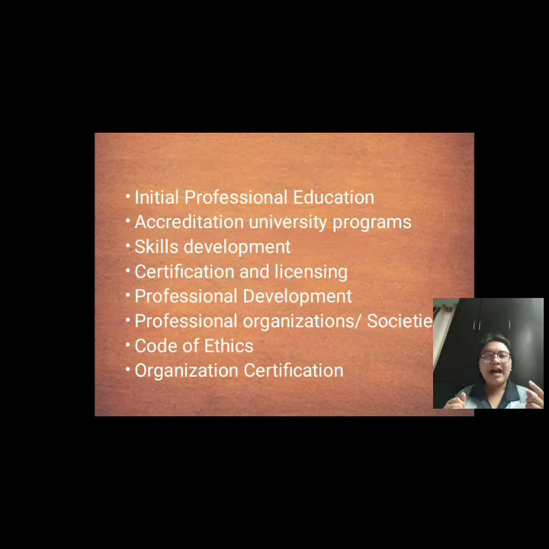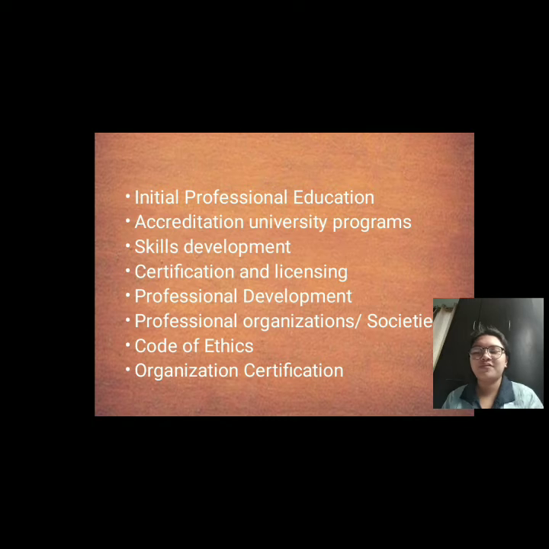Okay? And the sixth is professional organizations or societies. It is after you pay the fees. In other terms, professionals see themselves as part of a community of like-minded individuals who put their professional standards above individual self-interest or their employers' self-interest.